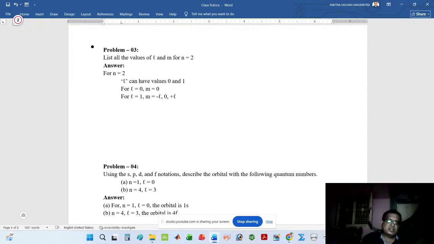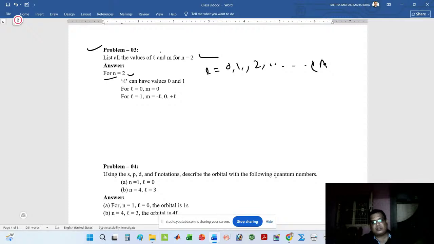Next, move to problem number 3. List all the values of l and m for n is equal to 2. If you think about the l value, let me explain. For n is equal to 2, we know that l is equal to 0, 1, 2, 3, dot dot dot, n minus 1. That means put the value of n is equal to 2 here, 2 minus 1, that is 1, so 0, 1. There are two values, so for n is equal to 2, l can have the values 0, 1. For l is equal to 0, m is equal to 0, already I covered.